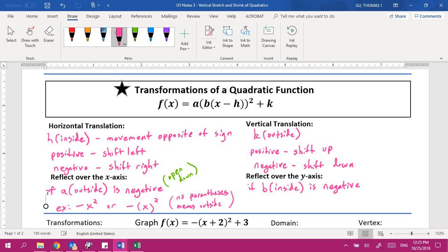Okay, so an example would be like this. It would be, for example, parentheses, negative x, parentheses squared. Or even parentheses, negative 2x, parentheses squared. In both of those, you can see the negative sign, that b is inside the parentheses. And that's how you know it reflects over the y-axis.